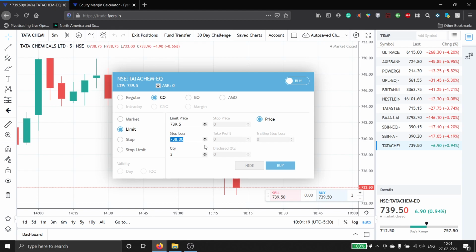By any chance, if you have forgotten about the trades that you have taken and you are out of the platform, it will take care of the loss. I mean, if it hits 738, it will take care of the loss.